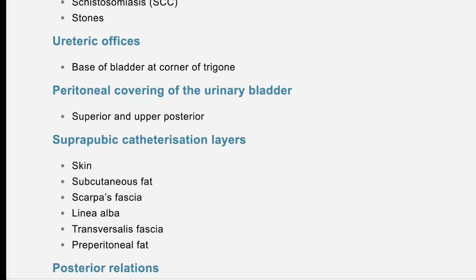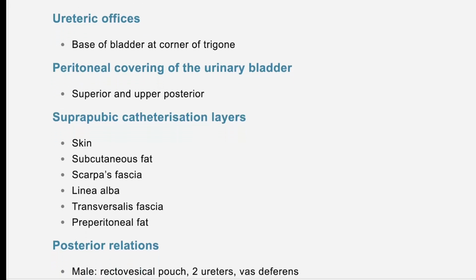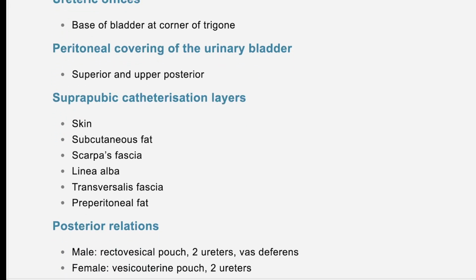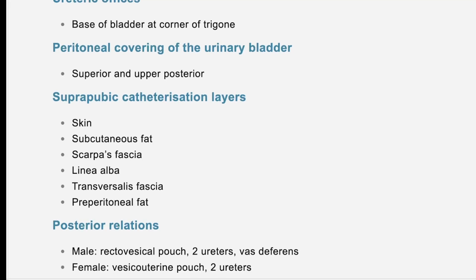What are the posterior relations of the bladder, in a male and a female? In a male, that will be the rectovesical pouch. In a female, I think it will be the pouch between the bladder and the vagina. I think so. So it's called the female vesicouterine pouch and the uterus, right? Vesicouterine pouch. You missed that one.